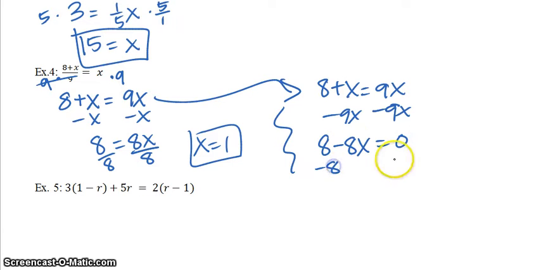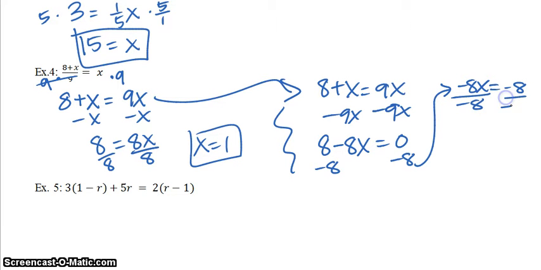If I subtract 8, that gives me negative 8x equals negative 8. Divide both sides by negative 8. And you get x equals 1. So you see how we still get the same answer? Doesn't matter which side.